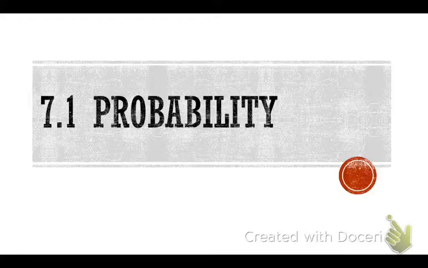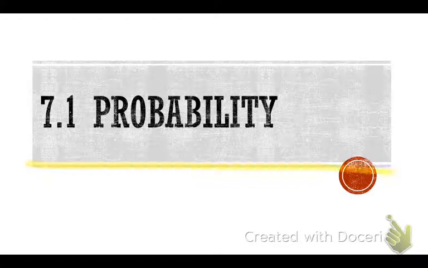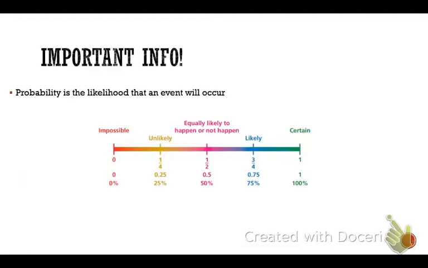In 7.1, we introduced this concept of probability, the likelihood that some event will occur. So I want you to learn these keywords. If it's 0%, we're going to call it impossible. It's impossible, even if there's a 1 in a million chance.